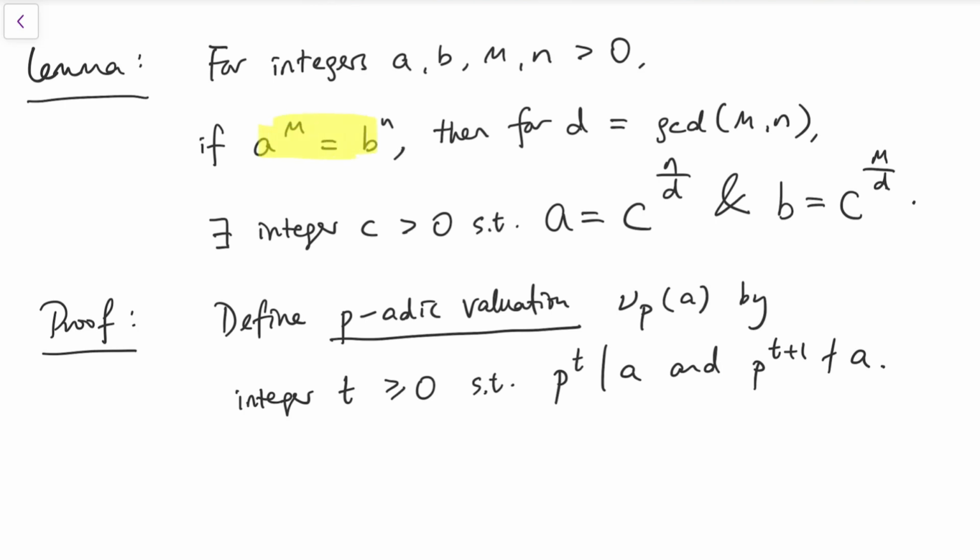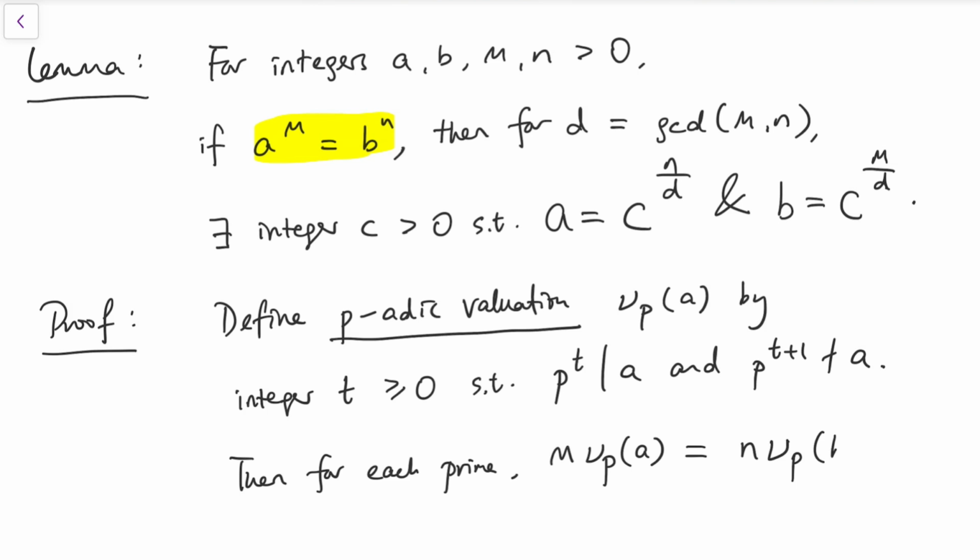So since we know that these two perfect powers are equal, then for each prime, the p-adic valuation of a multiplied by m, because it's brought to the m power, will be equal to n times the p-adic valuation of b, because b is brought to the nth power.